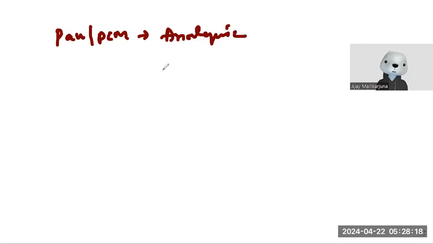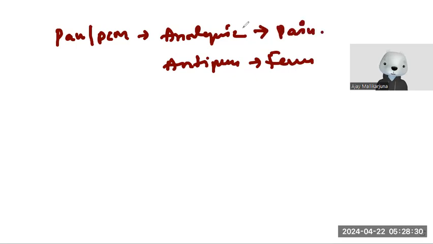So for treatment, paracetamol or PCM, this comes under analgesics and antipyretics. Antipyretics decrease fever in our body. Analgesics decrease mild pain in our body. So what is the mechanism? Paracetamol comes under acetaminophen.